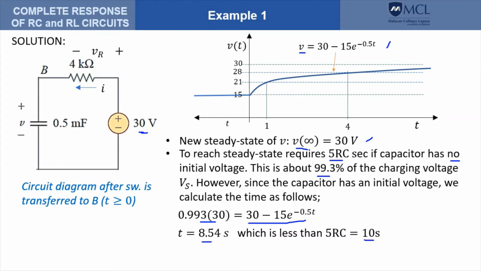We can make a double check by computing for the voltage at 8.54 seconds, and that should give us this value, which is very near to the steady state of 30 volts.